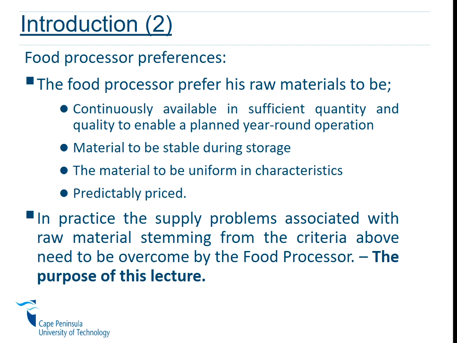In an ideal world, the food processor prefers that his raw materials should be available continuously in sufficient quantity and quality to enable the year-round operation, as I've said. You want your raw material to be always available in the quantities that you require and in the quality. And quality is very important as far as processing is concerned. And how do we define quality? So quality includes a wide-ranging concept and is determined by many factors.